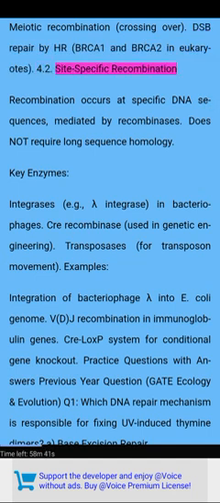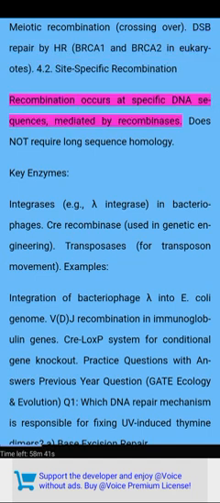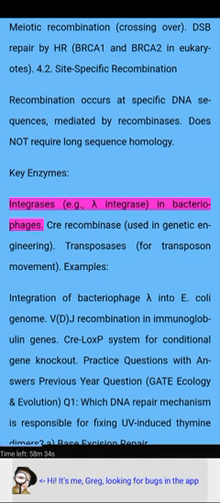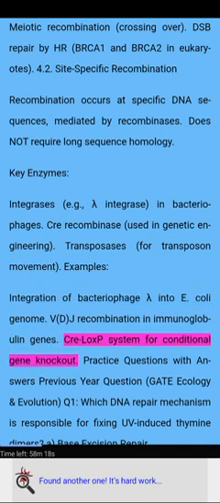4.2. Site-specific recombination. Recombination occurs at specific DNA sequences, mediated by recombinases. Does not require long sequence homology. Key enzymes: Integrases, e.g., lambda integrase in bacteriophages. Cre recombinase, used in genetic engineering. Transposases for transposon movement. Examples: integration of bacteriophage lambda into the E. coli genome. VDJ recombination in immunoglobulin genes. Cre-loxP system for conditional gene knockout.